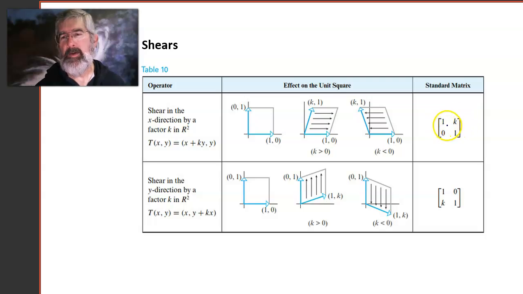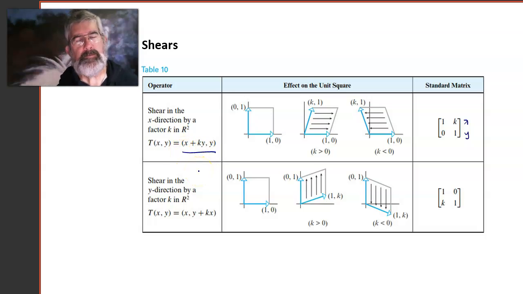But the effect, notice, is that the point (x, y) is going to go to, when you multiply that out, x plus ky as the first component of the output, and just y as the second component. So it looks like this right here.